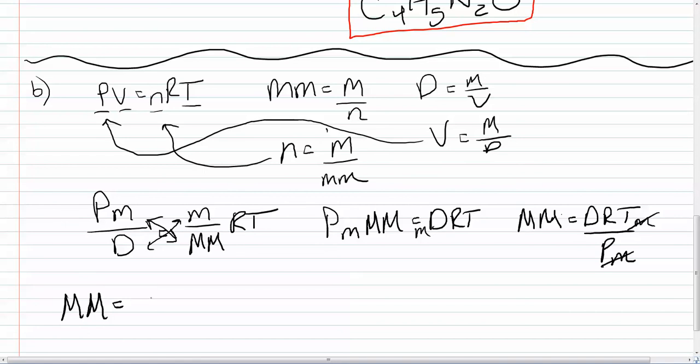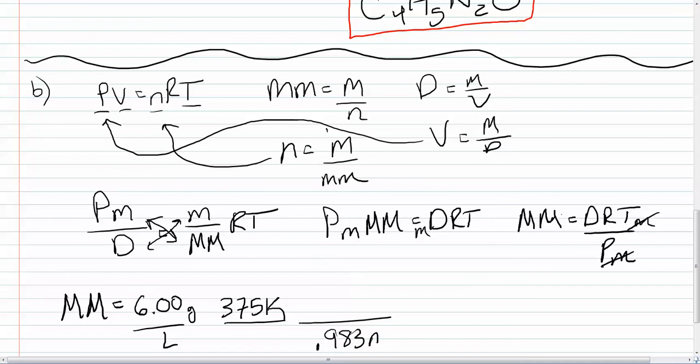So molar mass equals, remember we're looking here, density. The density for this gas was 6.00 grams per liter. We've got T, and they already gave it to us in Kelvin, which is great. I'm going to divide out by pressure. Pressure was 0.983 atmospheres. So we're going to use our atmospheres R constant here: 0.08206 liter atmospheres per mole Kelvin.